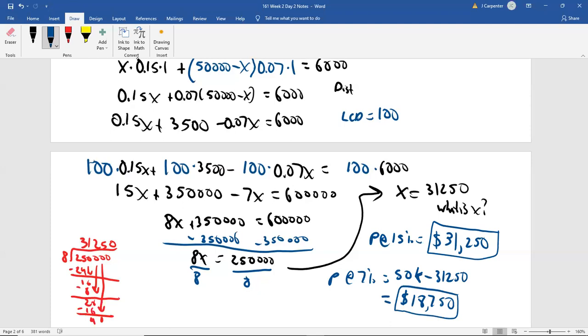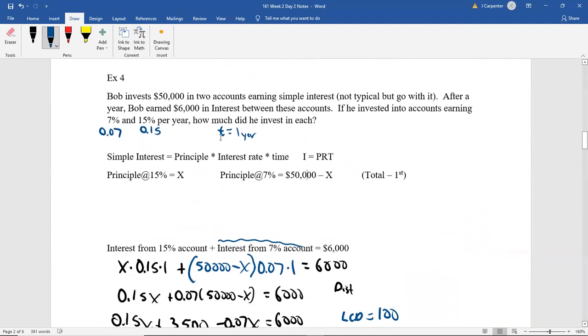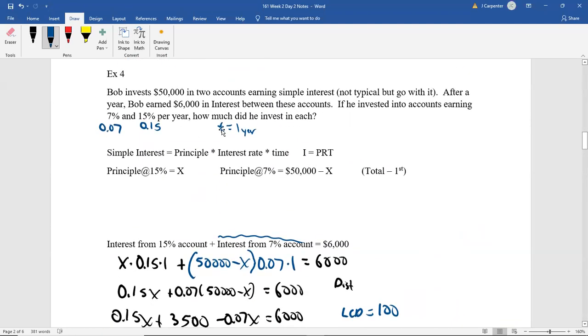This is definitely the most involved problem of the bunch. Let's review it. We knew how much we invested. We knew how much we got in interest between 2 accounts. We knew what the interest rates were, but we didn't know how much we invested in each. We had to remember our simple interest formula, principal times rate times time, where the t was a 1.